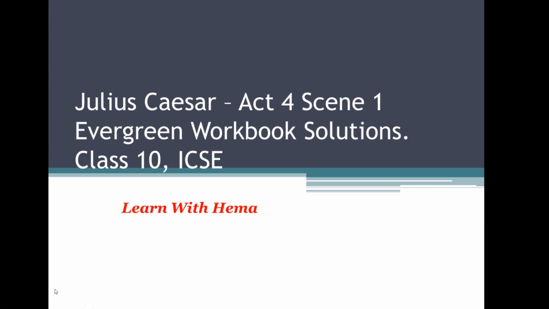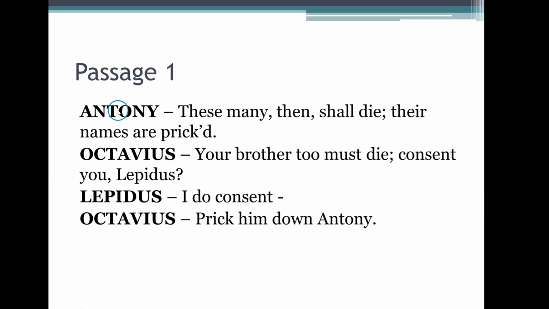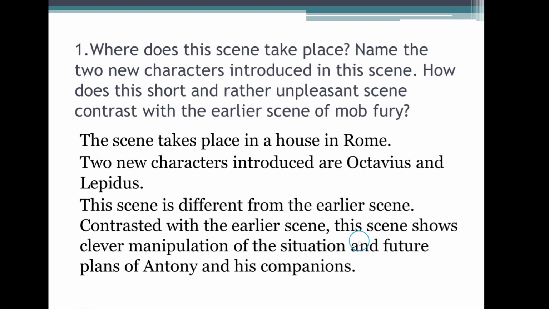Let's move quickly with our passages and question and answers. So this is the first passage. Antony, these many then shall die, their names are pricked. Octavius, your brother too must die, consent you. Lepidus, I do consent. Octavius, prick him down, Antony. So this was the passage. Let's go with the first question. Where does this scene take place? Name the two new characters introduced in this scene. How does this short and rather unpleasant scene contrast with the earlier scene of mob fury?